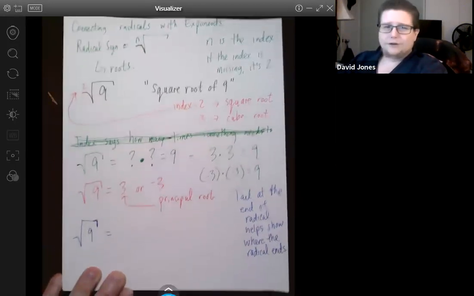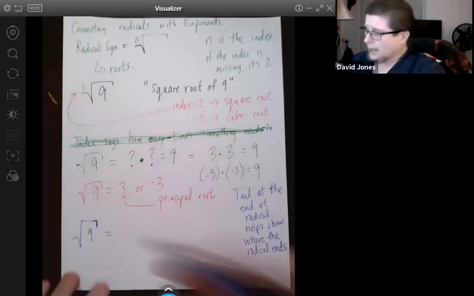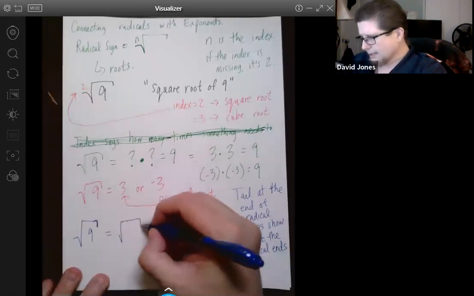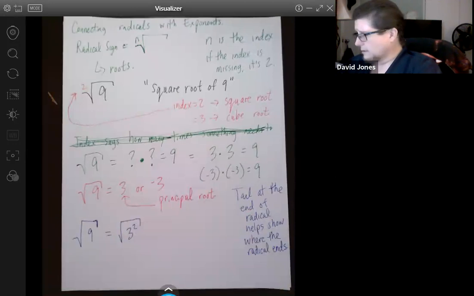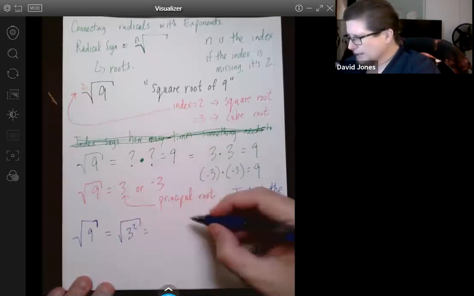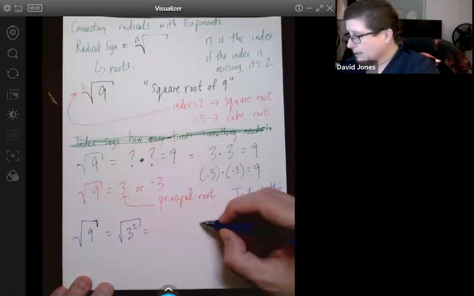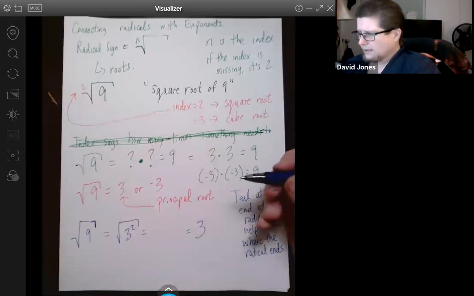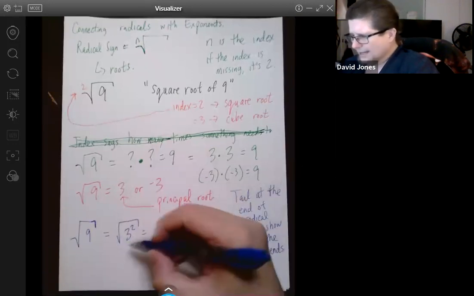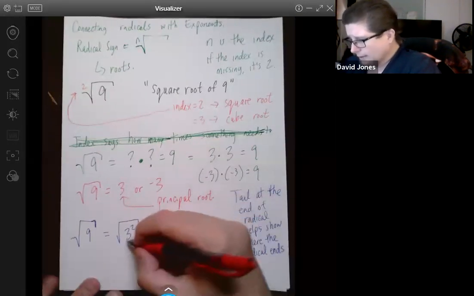You'll avoid confusion if you use this approach. I can rewrite this as 3 squared, like that. And I know that has to equal 3. Okay? And I've got this 3 squared right here.